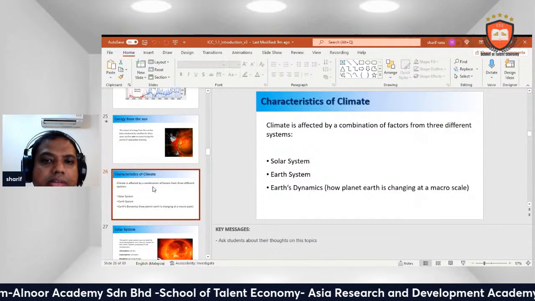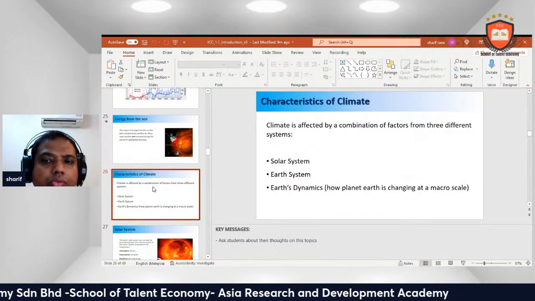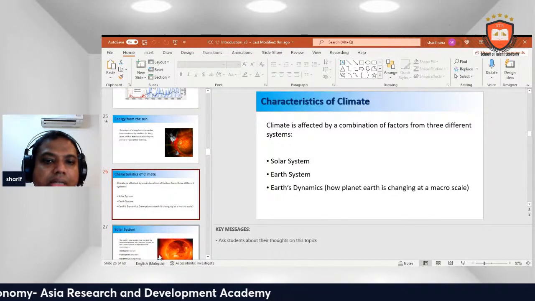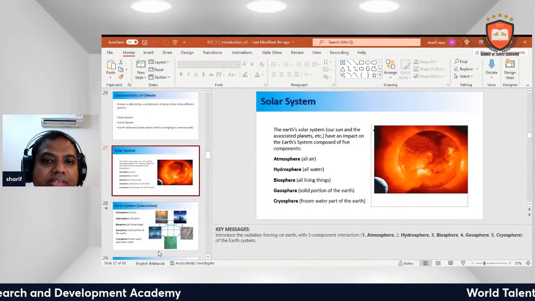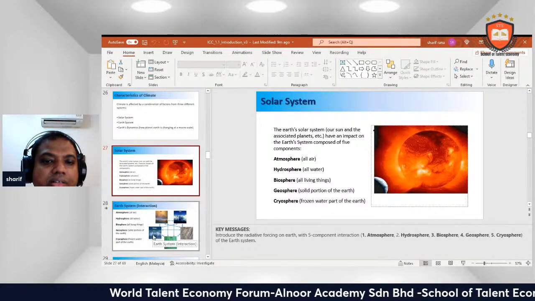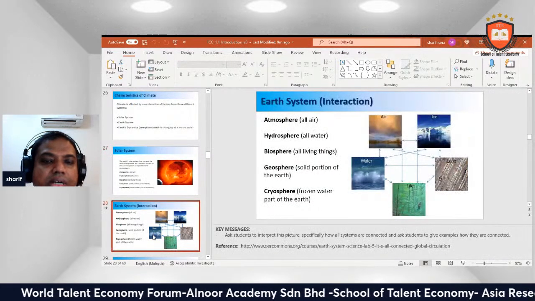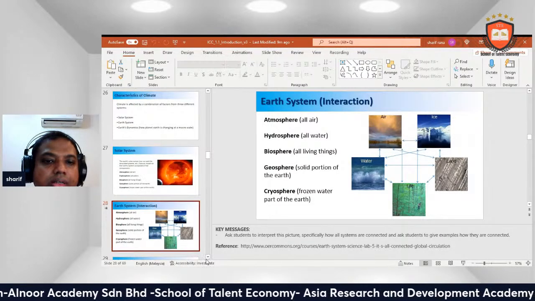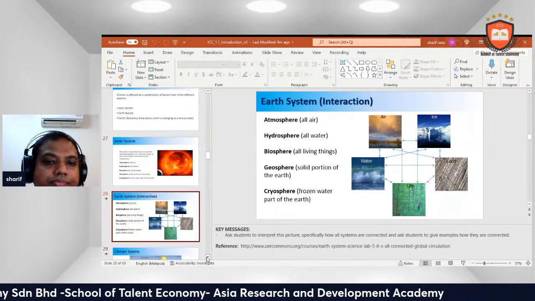Characteristics of the climate. Climate is affected by a combination of factors of three different types: the solar system, the Earth system, and Earth dynamics. The solar system has an impact on the Earth system, which is composed of five components: atmosphere, hydrosphere, biosphere, geosphere, and cryosphere.